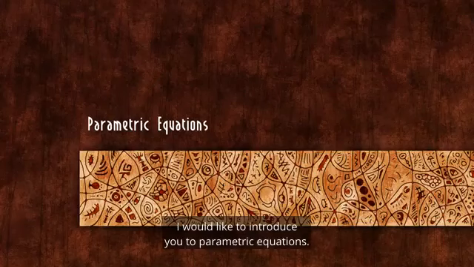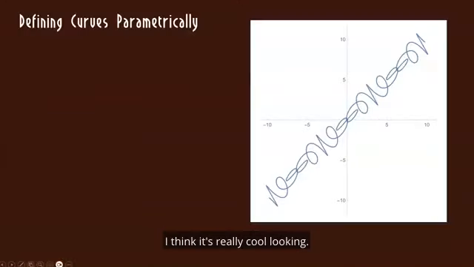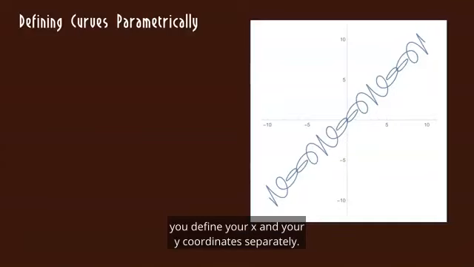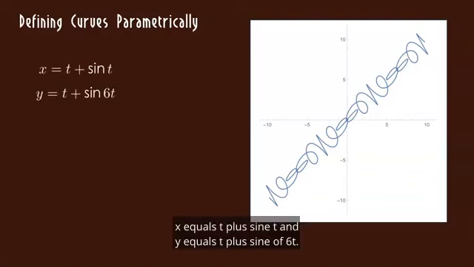In this video, I would like to introduce you to parametric equations. Parametric equations are another way of graphing stuff. So this is one of my favorite pictures. I just think it's really cool looking. The way to do parametric equations, you define your x and your y coordinates separately. The equations for this graph are x equals t plus sine t and y equals t plus sine of 6t.